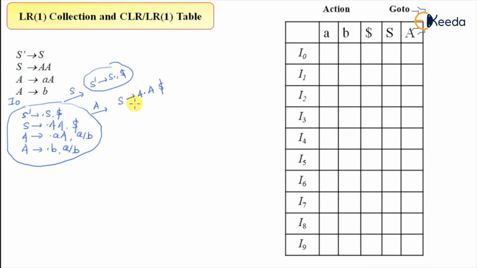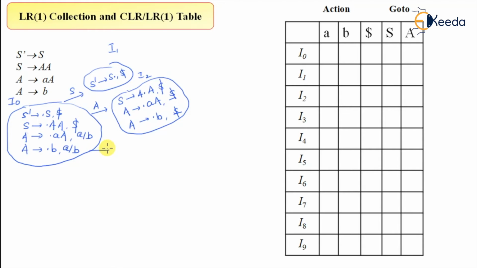Now here dot is in front of A, so I will write A derives dot AA and A derives dot B, and now I have to write the follow symbol. Again, don't bother what is before or after A. Nothing is there, so we copy this follow symbol as it is. So this is your I0, this is I1, this is I2.